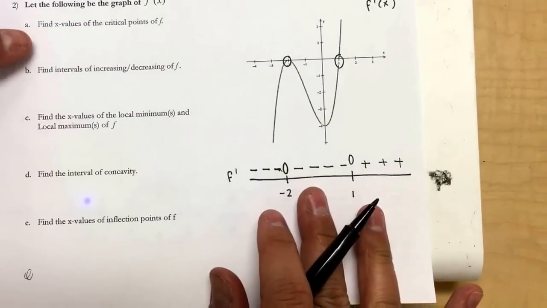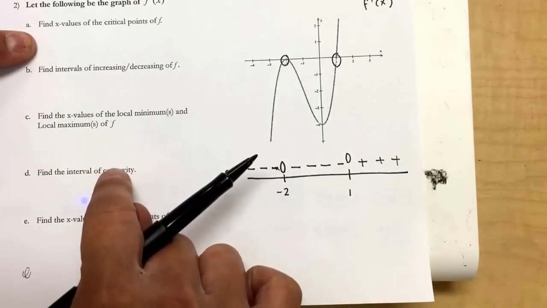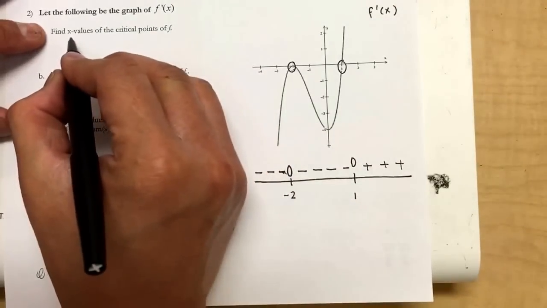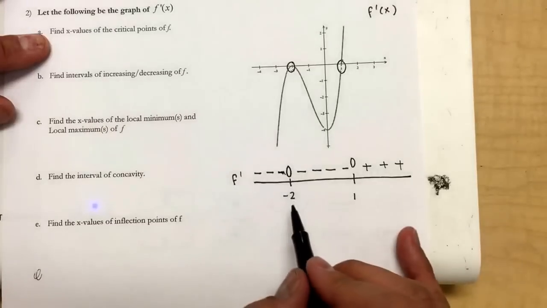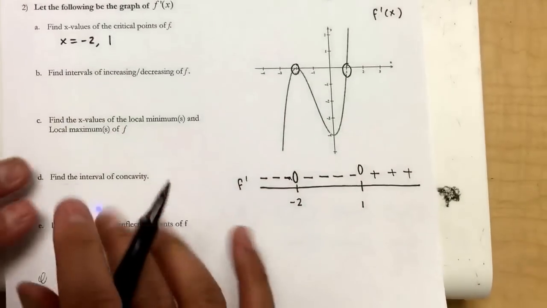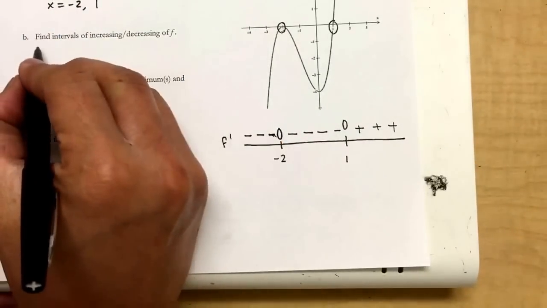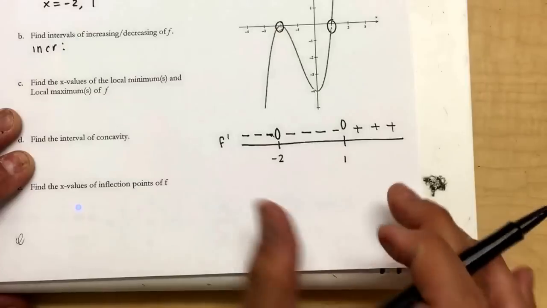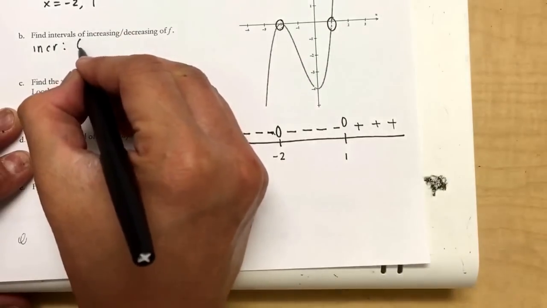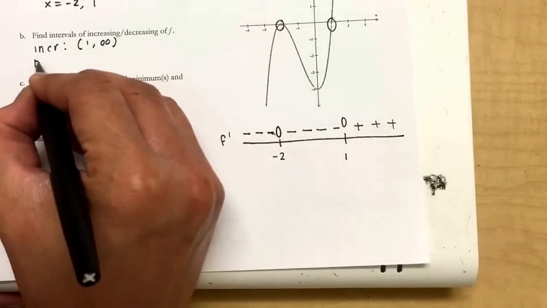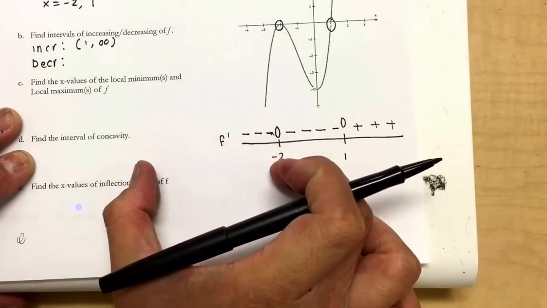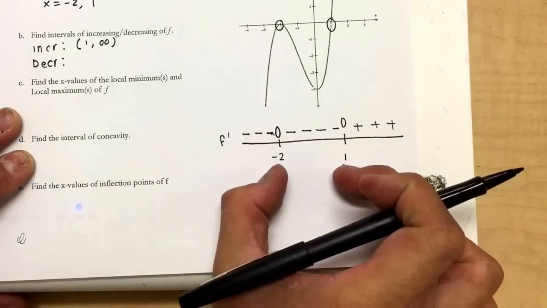Now we can answer these questions. So you have two options. You can create this, or you can just look at this and answer the question. That's up to you. The critical points are going to be at -2 and 1. F is going to increase where the derivative is positive, so it's going to increase from 1 to infinity. And it's going to decrease from negative infinity to -2, and from -2 to 1.